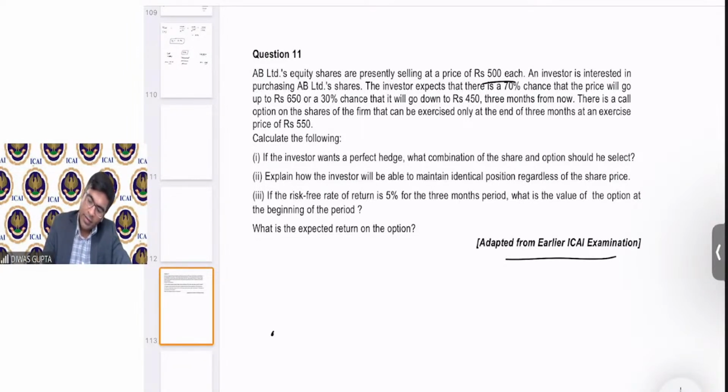So there is a 70% probability. They have already given you the probability. There is no need to calculate probability. 650 with 70% probability, and there is a 30% probability it will come down to 450.